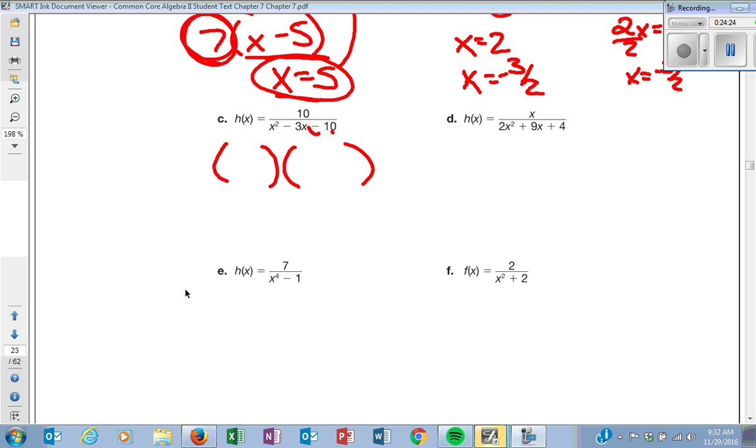Different signs. One's positive, one's negative. Bigger number is going to be with the negative. Two numbers that multiply to 10 but subtract to 3. x, x, and I know 5 and 2, and the bigger number goes to the negative, so 5 and 2, which means my asymptotes are x equals negative 2 and x equals 5.